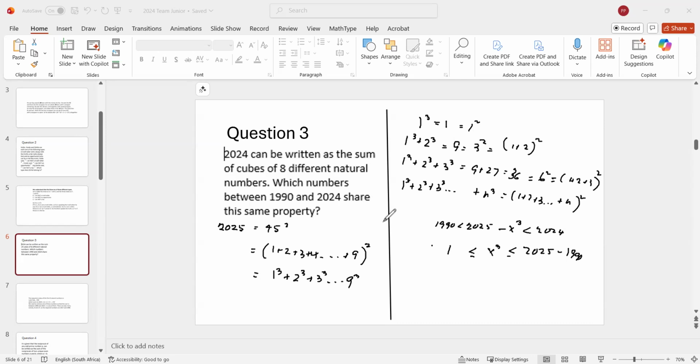All right, so which numbers between this have the same property? In other words, you want to know what this is. This is 34. So now this becomes easy. You want to know which cubes lie between 1 and 34. Right? So x is 1 or 2. 2 cubed is 8. That lies between 1 and 34. And 3 cubed is 27. That lies between 1 and 34. But 4 cubed doesn't. So there are 3 values for x.